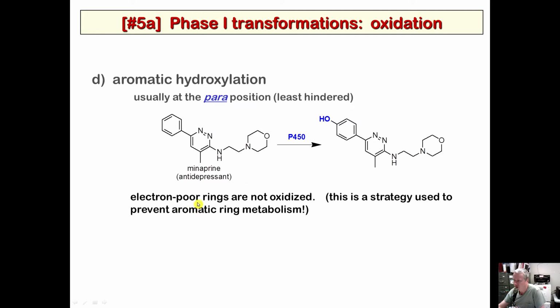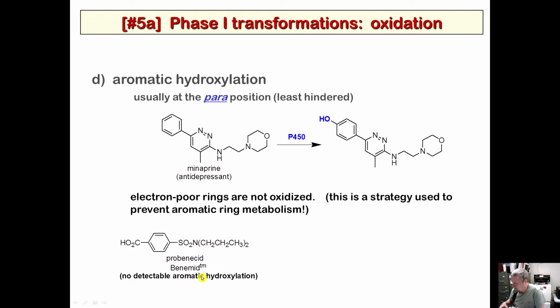Interestingly, electron poor rings are not oxidized. That means a benzene with a substituent on it, like a fluorine or a chlorine, may prevent oxidation. And it's used as a strategy to prevent aromatic ring metabolism. So if you have a drug where you have a benzene that's getting metabolized, sometimes people add a fluorine or a chlorine, and that'll either block P450 or also just deactivate it. So it just doesn't work. An example is probenecid.